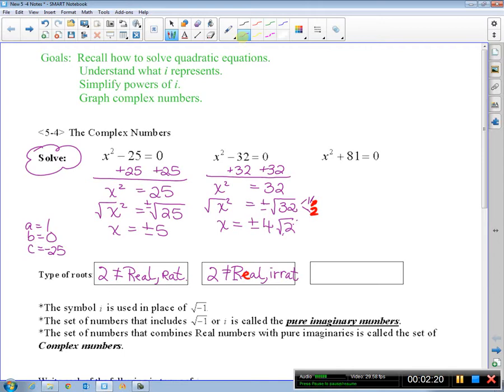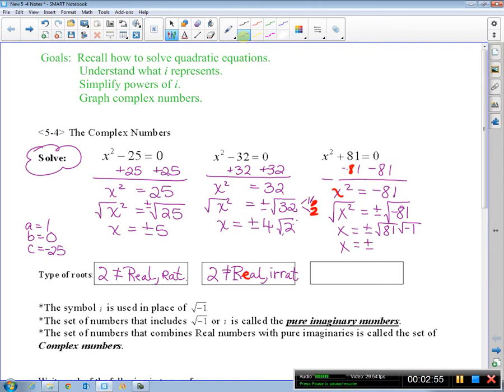And last but not least, let's do this the same way. Subtract our 81 over this time, and we get x squared equals negative 81. Square root both sides. Plus and minus. And this time we have a negative under a radical, which might make you a little uncomfortable. But I'm going to separate this out. I know 81 is a perfect square, and the rest would be negative 1. So I'll put that in my other radical.